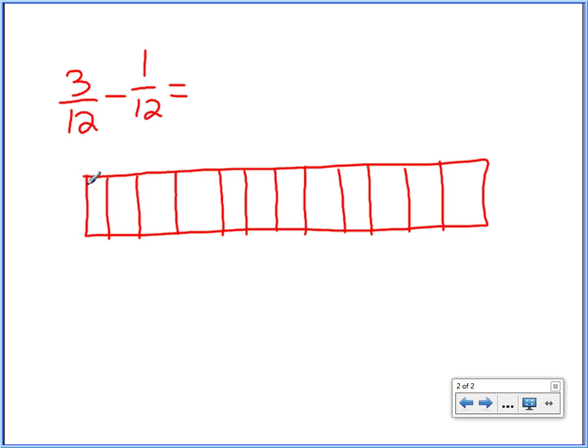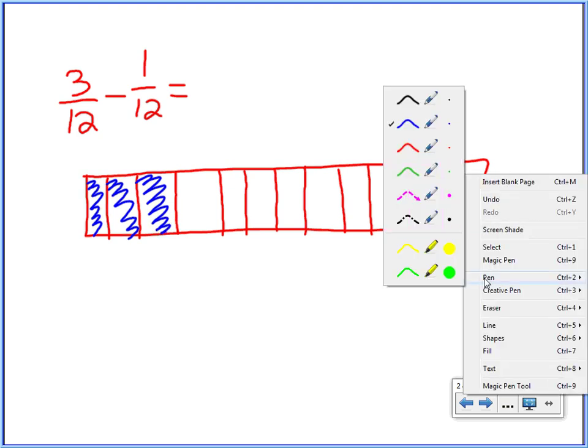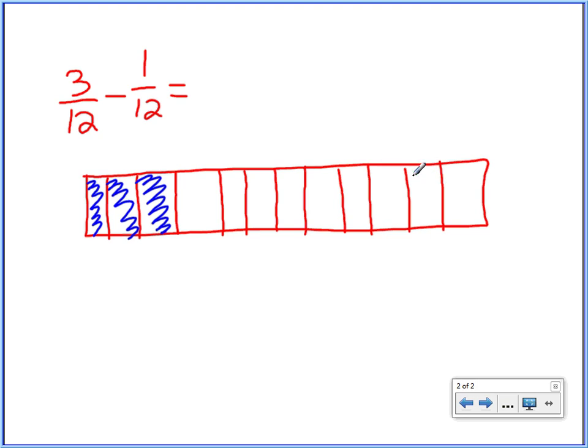I am going to shade in my starting fraction, which is 3/12. Then, I'm going to change my color again here. I'm going to subtract one of those 12ths because that's what I'm doing in my problems. I'm subtracting 1/12. So I'm getting rid of that one. Now, when I look at this, I am left with 2/12. So I think my answer is 2/12, which technically it is, but I need to simplify it.